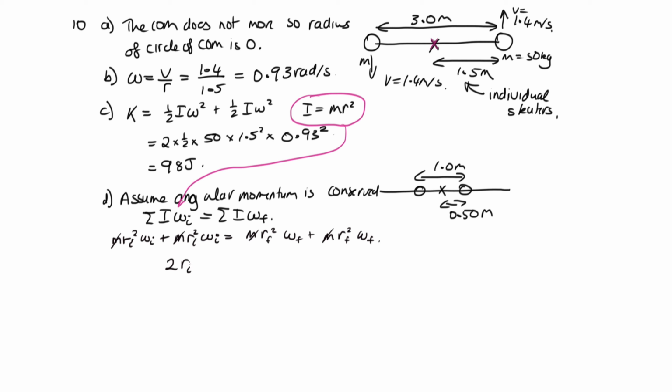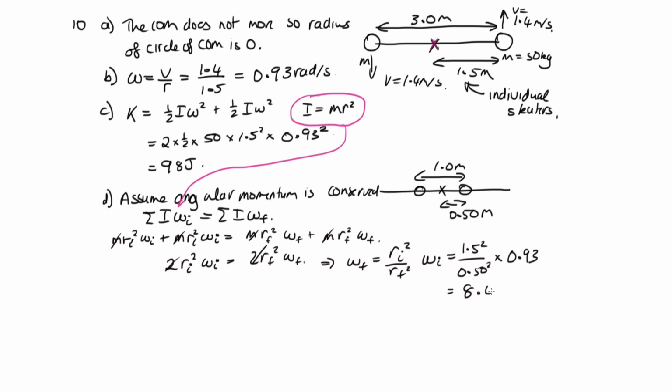Here we've got 2 radius initial squared omega initial is equal to 2 radius final squared omega final. We're trying to get omega final, so rearranging, omega final is equal to radius initial squared over radius final squared times omega initial. The initial radius was 1.5 squared, the final radius was 0.50 squared, times omega initial, which was 0.93, and that gives us 8.4 radians per second as the angular speed of the skaters afterwards.